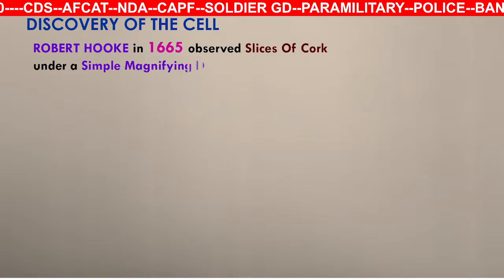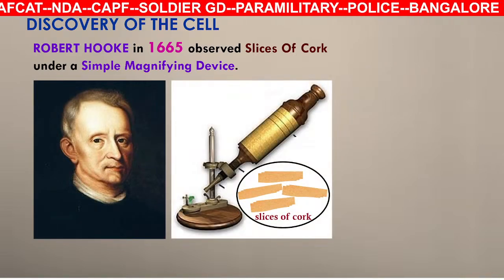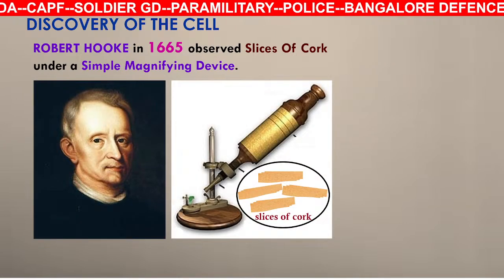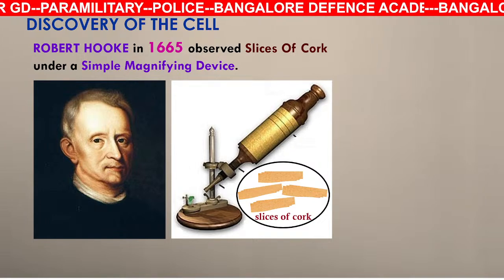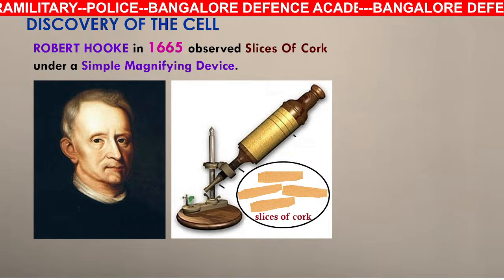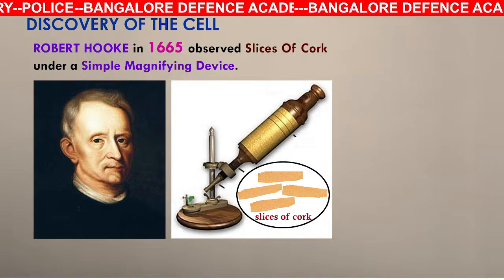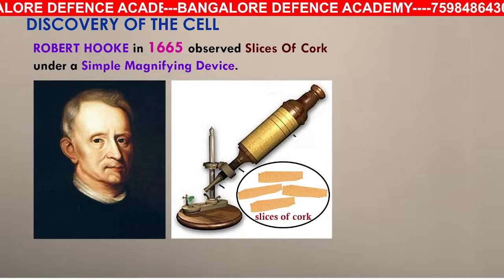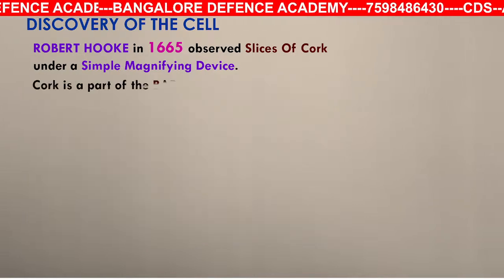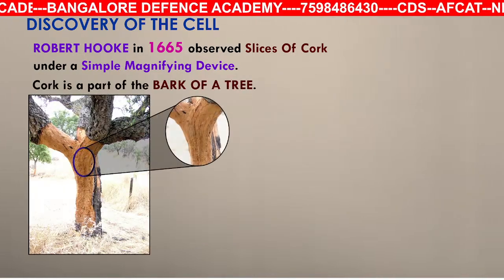This is the scientist Robert Hooke, who in 1665 observed slices of cork under simple magnifying devices. So the first question in your exam will be, who discovered cell? What is the answer? Robert Hooke. Okay. Next. Cork is a part of the bark of a tree.